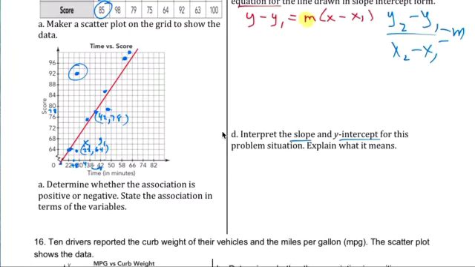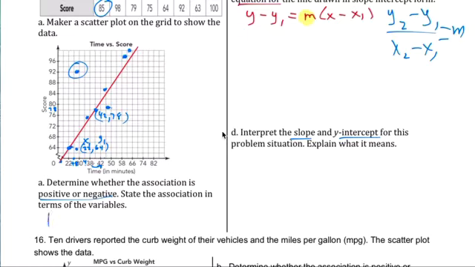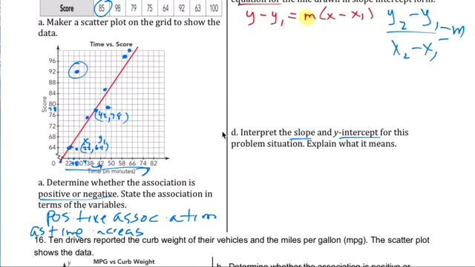Determine whether the association is positive or negative. This is a positive association. State the association: as time increases, your test score increases. Okay.